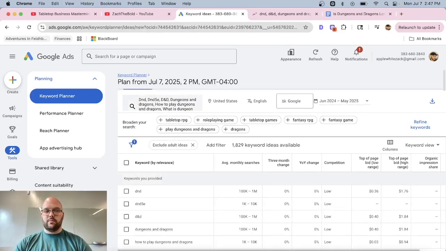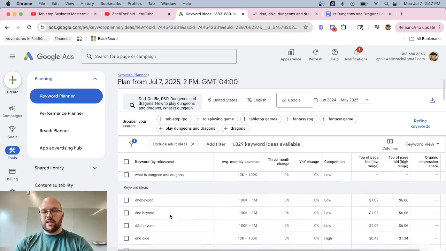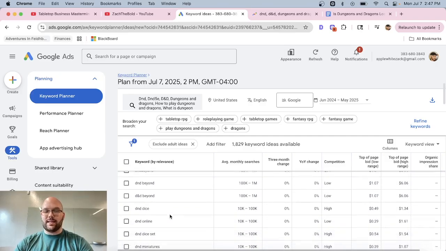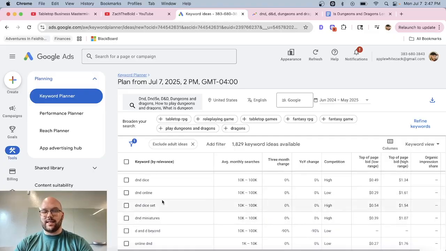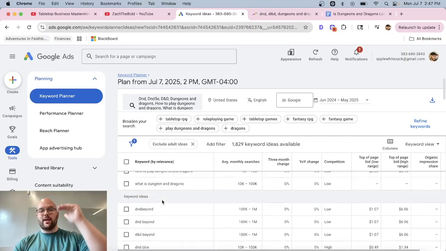All right. Press Enter. So from here, to explain what we're seeing, this is the keyword, and it's going to start with what I gave it. It's then going to start giving me suggestions like D&D Beyond, D&D Dice, D&D Online. This is a great way to see what is in the set that you're searching for and what's really popular.